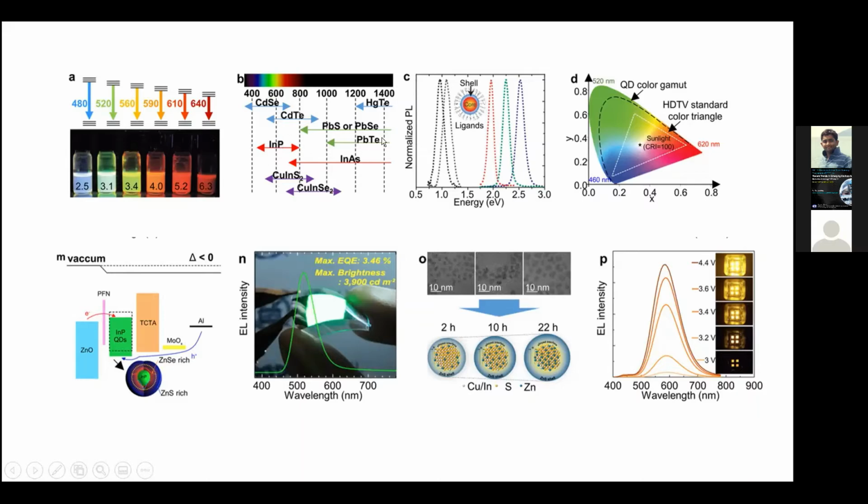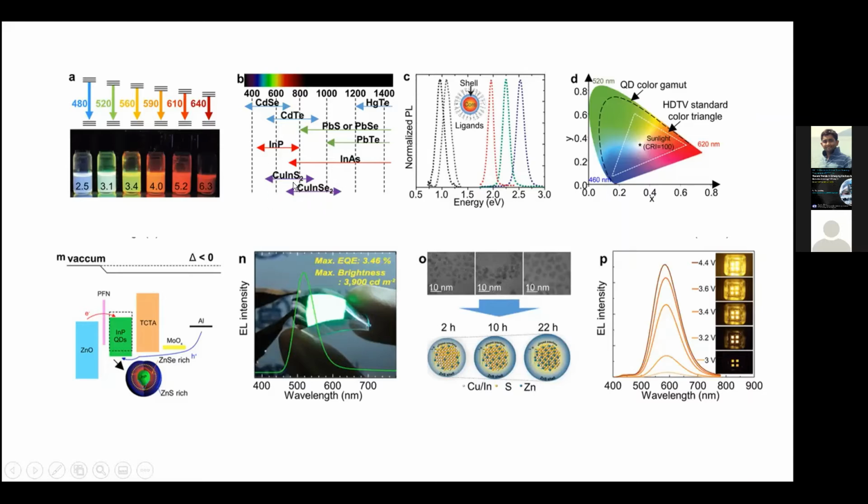And lead telluride, it's a very good material, and generally it's a p-type material, but it's a little bit hard to synthesize because of the tellurium. And another is indium arsenide. It goes to a very broad region from the visible to the NIR. But as you can see, all are quite a bit toxic except the copper-indium sulfide or copper-indium selenides.